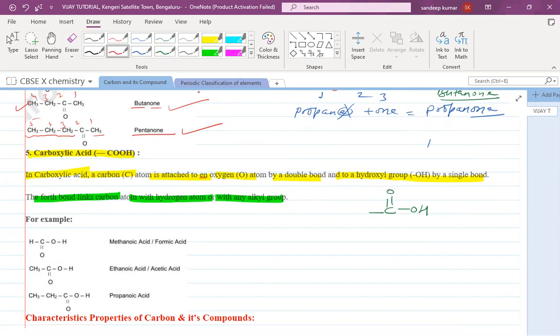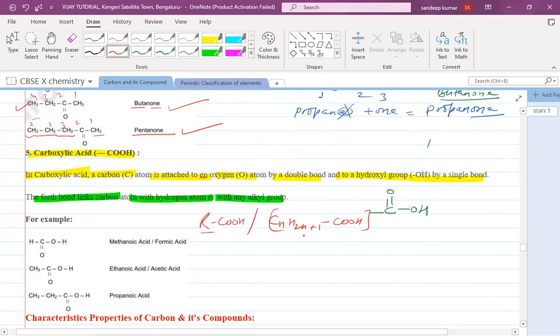So the general formula of carboxylic acid is CnH2n+1COOH, or simply we can write RCOOH. This R is the alkyl group. So same thing, as this is a carbon-containing functional group, you can put n equal to 0. If you put n equal to 0, so C0 H2 into 0 plus 1, COOH. This is HCOOH: H, C double bond O, single bond OH. As this is a carbon-containing functional group and there is one carbon atom, right?